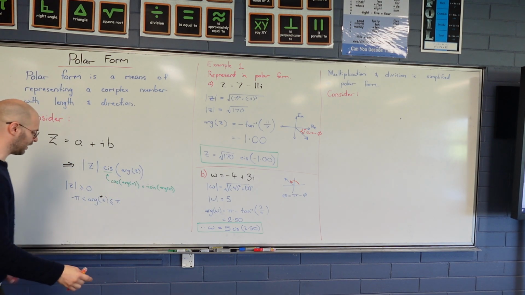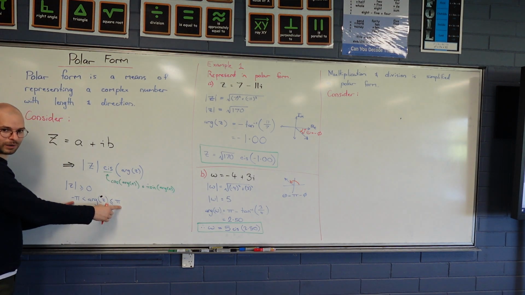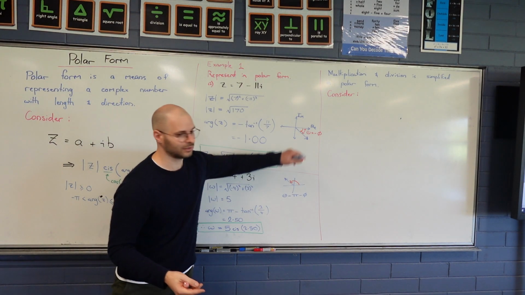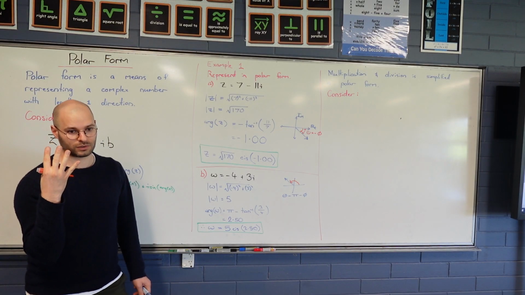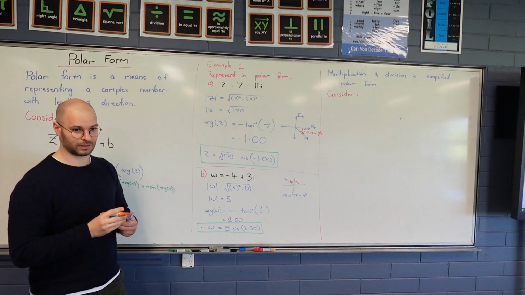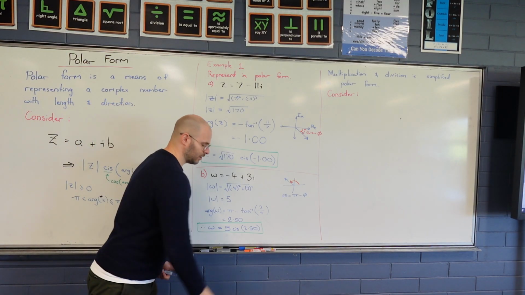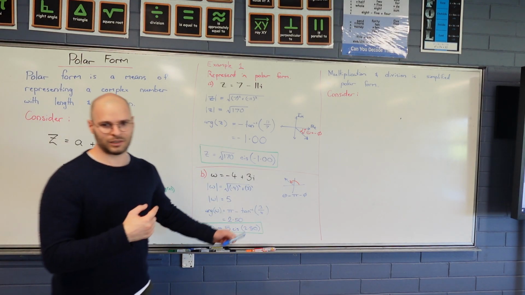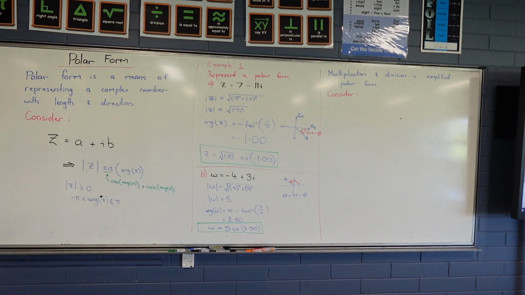And because of that, our argument is always between negative pi and positive pi. Now, how we actually work out what this orange angle is will change based on the four quadrants that we're in, but we'll come back to that after this. Okay for now? All right. Now, the question is, why bother? Why would we go through the effort of changing our complex number into this form? Any ideas?